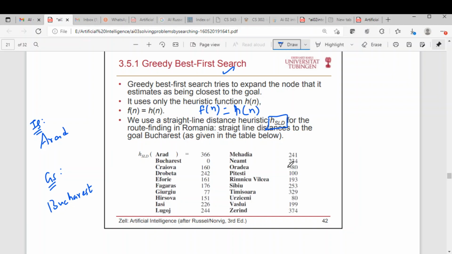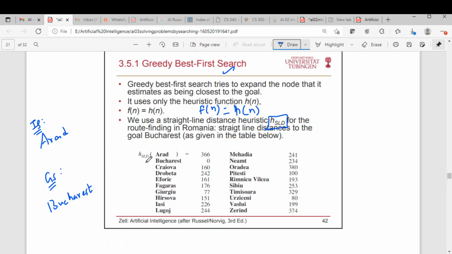For solving this problem, we have taken that. That's it. Okay. So this particular table just shows the straight line distance. Now our goal state is what? Bucharest. So we are interested only in reaching Bucharest from different cities. So this table basically shows the straight line distance between every city to Bucharest.